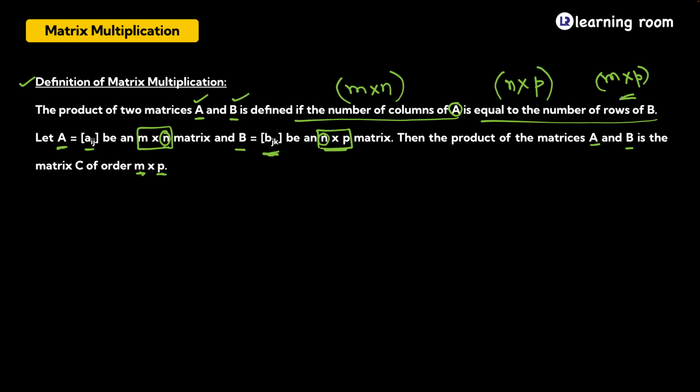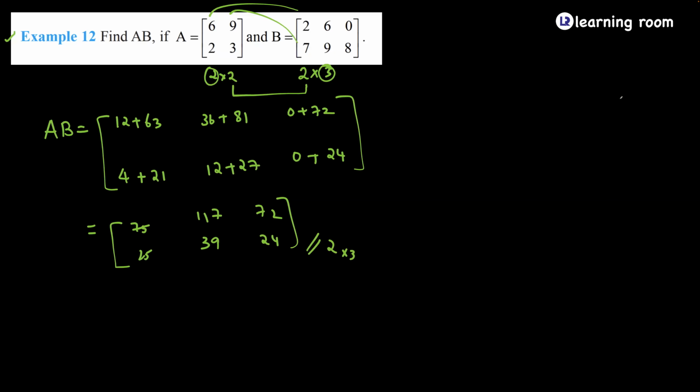So how is that operation performed in the first place? We take the elements in the row, multiply with the corresponding elements along the column, and then add them. For example, in this case, what is the order of this matrix? It is 2 cross 2. And what about this? It is 2 cross 3. So when you multiply these two, you take the elements along the row and multiply with the corresponding elements along the column. So 6 should be multiplied with 2 and 9 should be multiplied with 7. They both should be added. So that will form the first element of the output matrix.